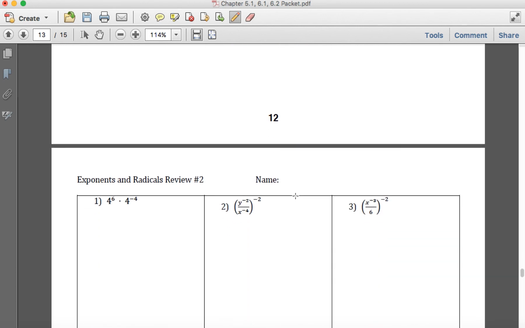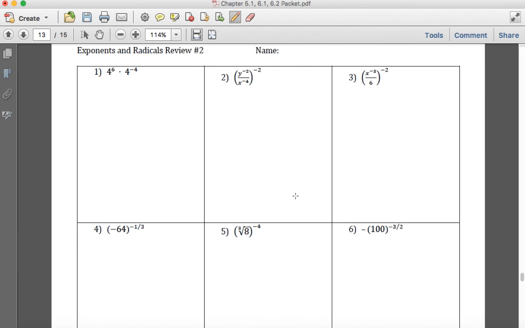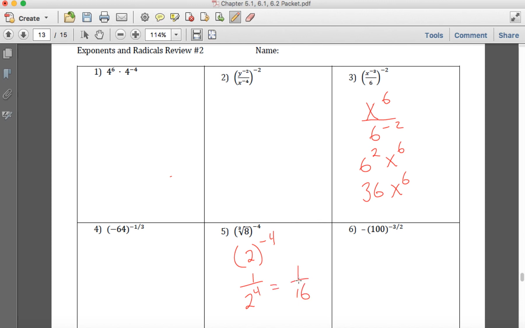What problem on this page looks interesting? How about number 3 here? We're going to take that -2 right through. That becomes x to the 6th over 6 to the -2. That 6 to the -2 comes to the top. It becomes 36x to the 6th power. Cube root of 8 is 2 to the -4th power. That's 1 over 2 to the 4th, which is 1 over 16.